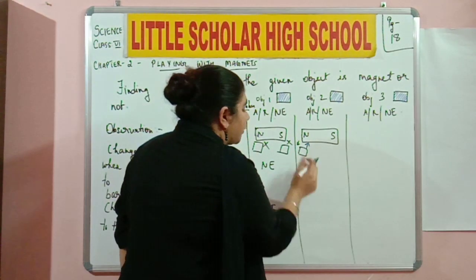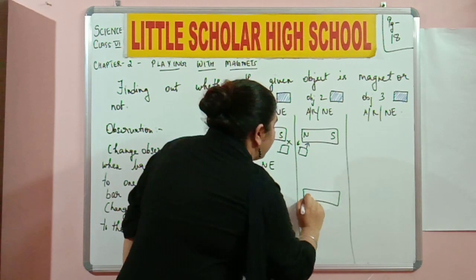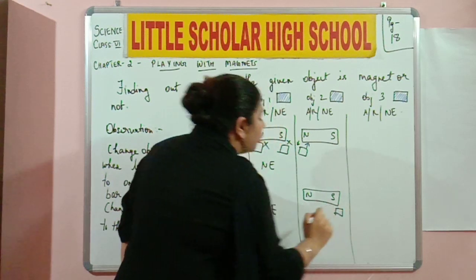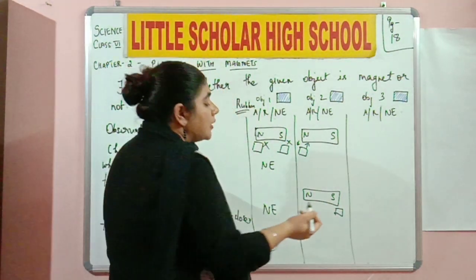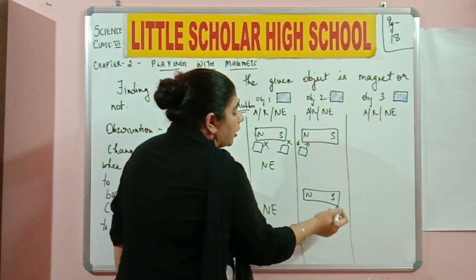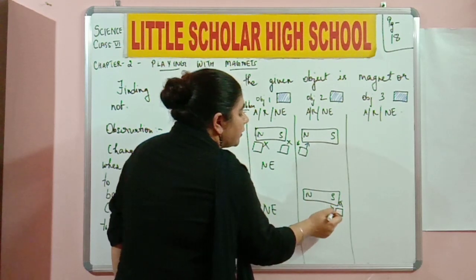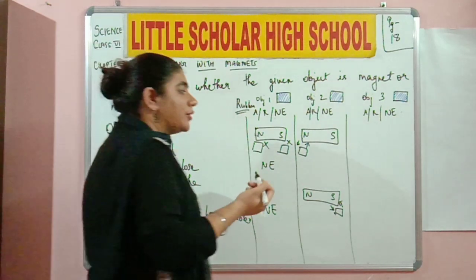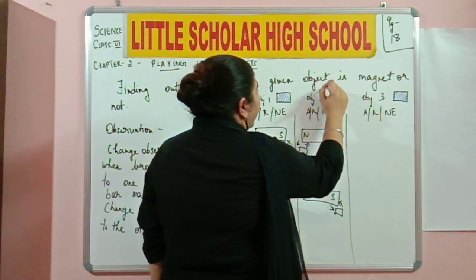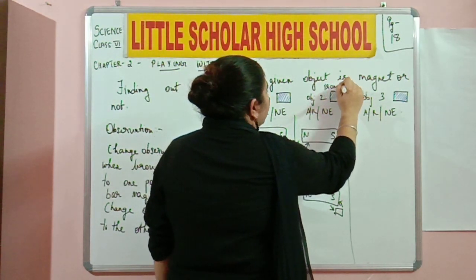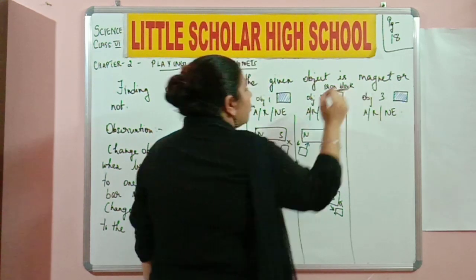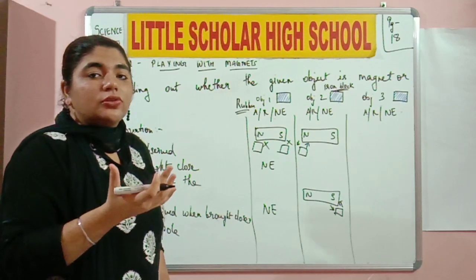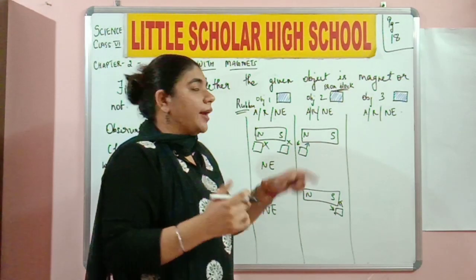Similarly, I take this particular object or the block near the second pole. And what do I observe again? That this particular object is also attracting near the second pole. Then what do you think this is? It is nothing but a magnetic substance like an iron block. You don't know what the polarity is. You don't know what the poles of an iron block are. Yes or no?